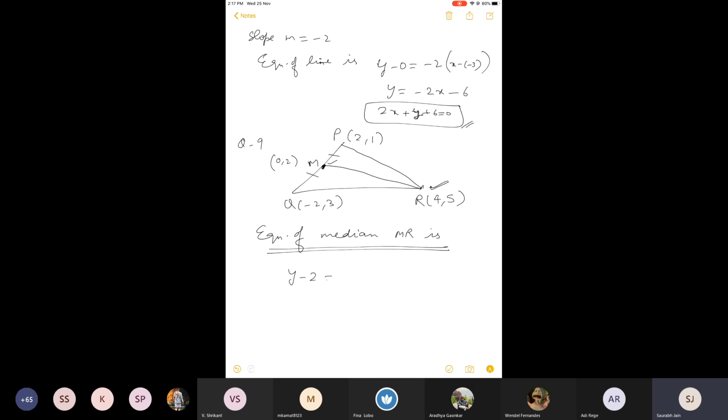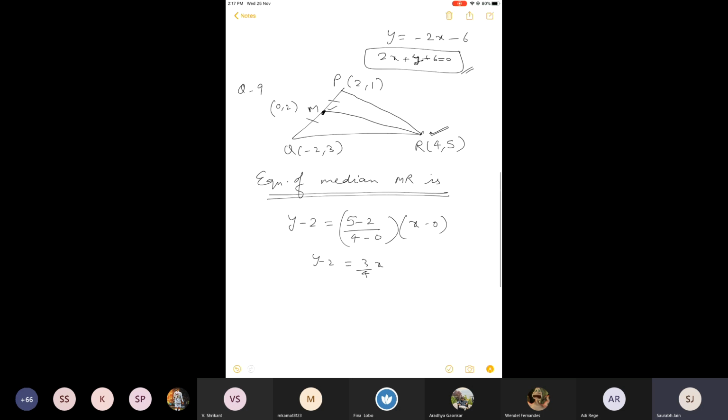y minus y1 equals y2 minus y1 upon x2 minus x1 into x minus x1. So this will be 3 by 4 into x. This is 4y minus 8 equals 3x. This is minus 3x plus 4y minus 8 equal to 0. If you want, you can multiply it with minus 1 also. That depends. This is also okay, no problem.